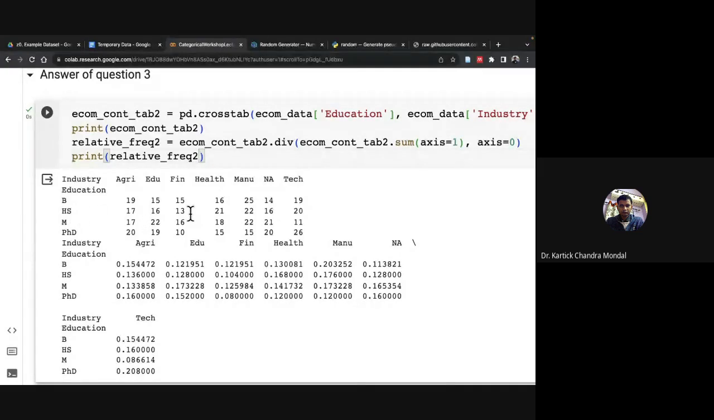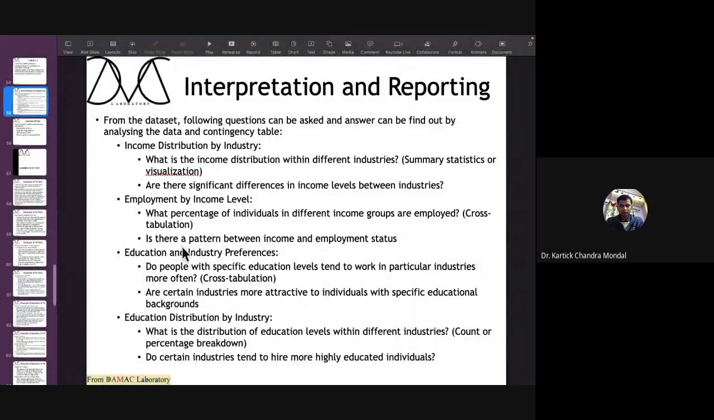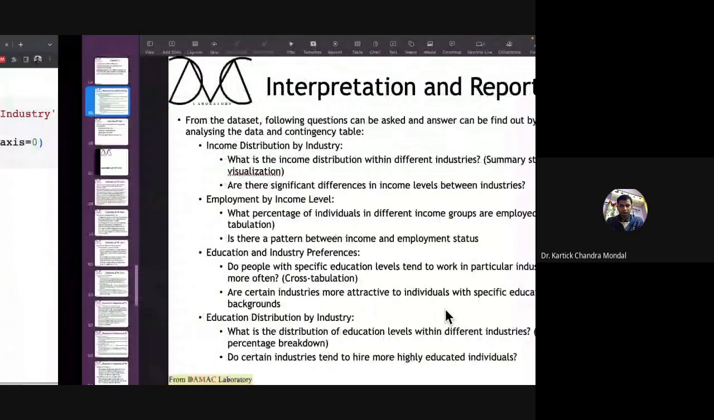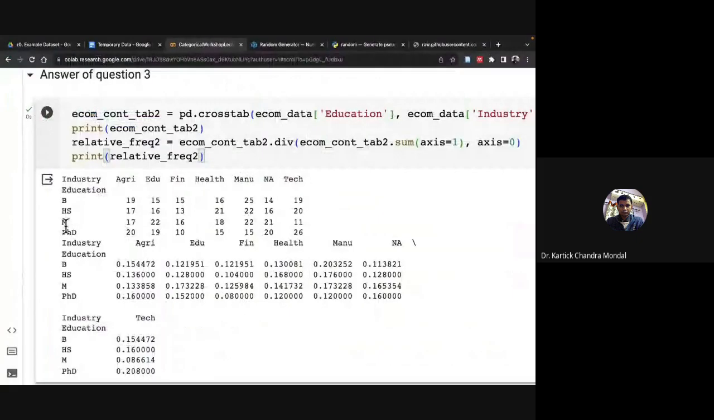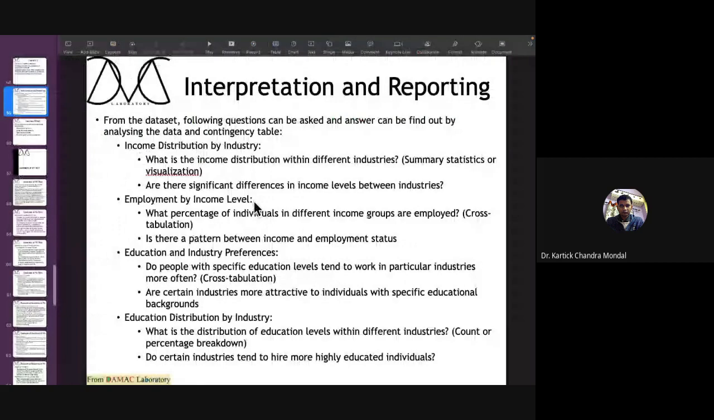This kind of result or answer you can get from this analysis. Are certain industries more attractive to individuals with a specific educational background? As I said, for the PhD people or for the master's degree people, the education and the manufacturing industry are more attractive. For the PhD degree, the technological sector is more attractive. For the bachelor degree, the manufacturing sector is more attractive. Like this, you can get answers from this kind of analysis.